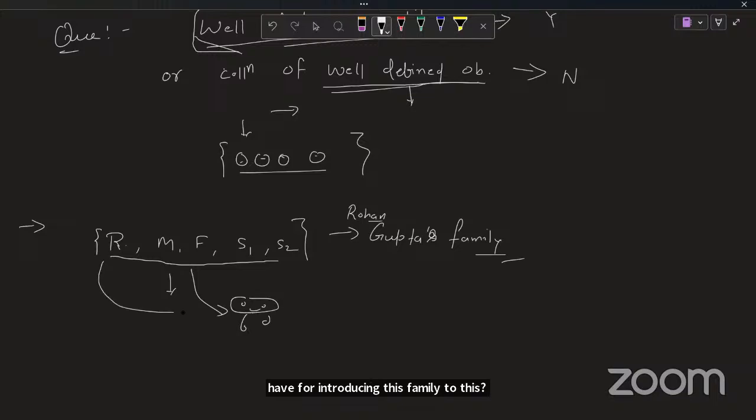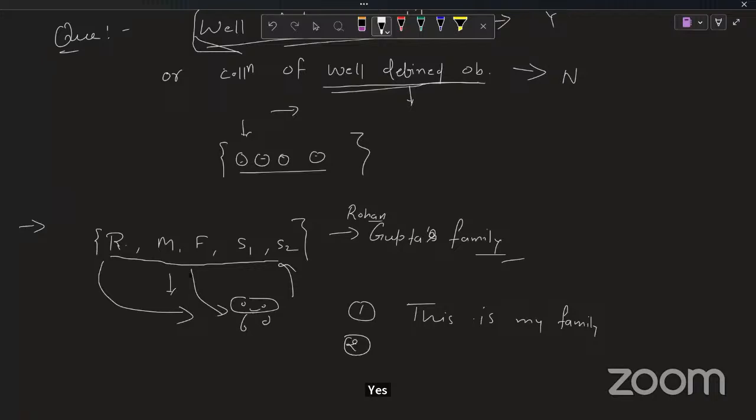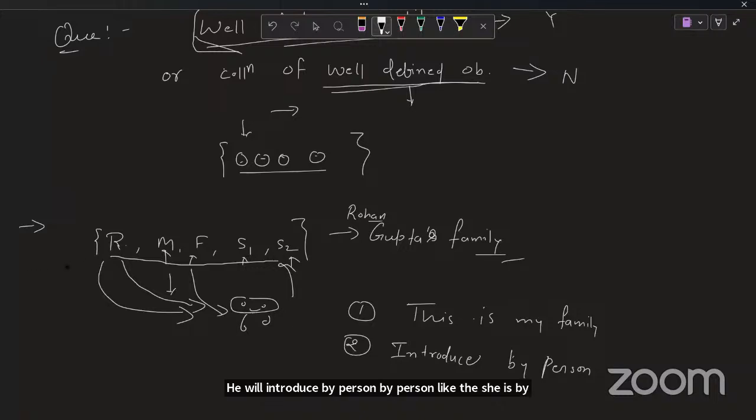The first way is Rohan comes to this girl and says, see, this is my family. Another way is he goes to this girl and says, this is my mother, this is my father, this is my sister 1, sister 2, and this is me. He can introduce them person by person, or he can directly say, this is my family. There are two ways.